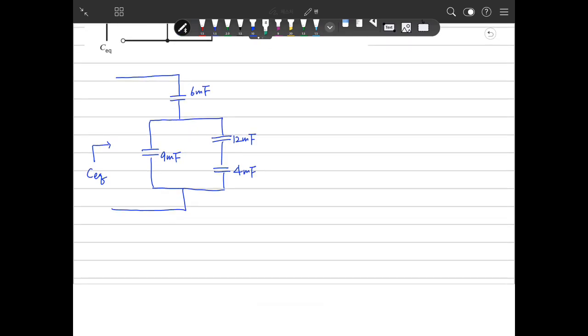Okay, then what should we do? We make an equivalent capacitance here. Because these capacitors are connected in parallel, this is the same as the sum of these capacitances. So this capacitance is 12 plus 4, 16 millifarad.